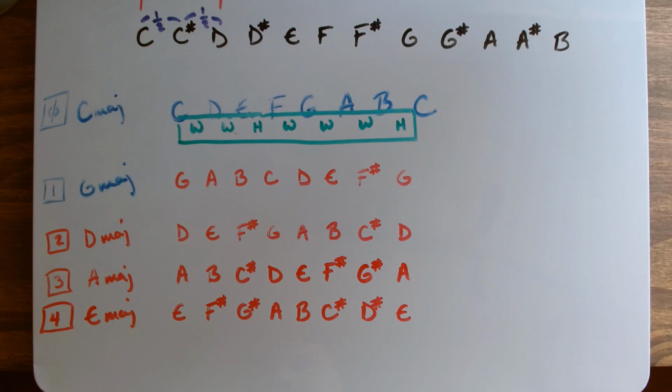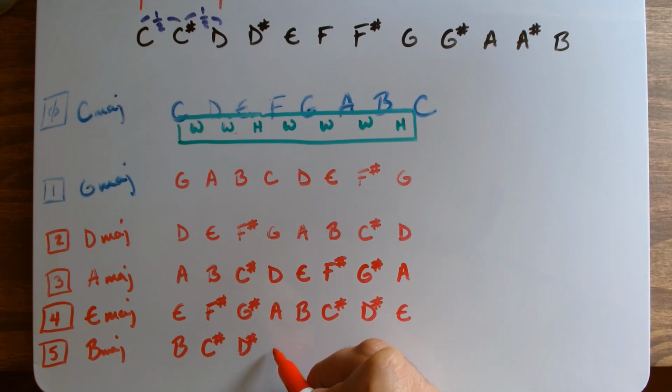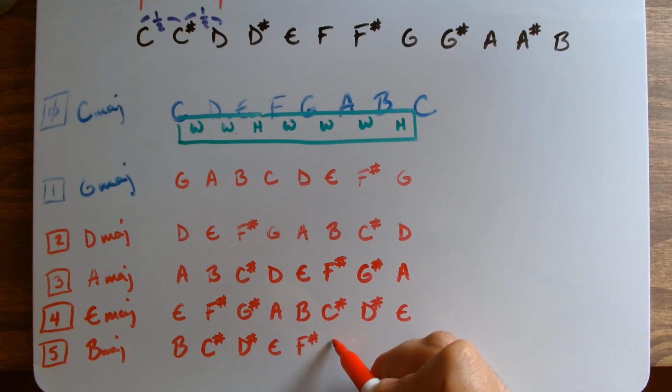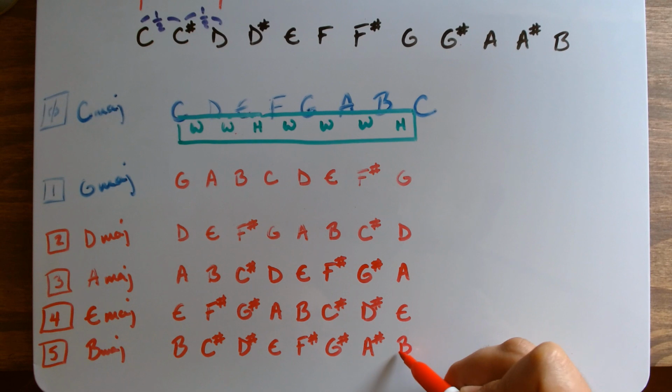All right, one more for a bonus. Next scale has 5 sharps in it, and that's a B major. Whole, whole, half, whole, whole, whole, half. So this will be whole to a C sharp, whole to a D sharp, half to an E, whole to an F sharp, whole to a G sharp, whole to an A sharp, half to a B.